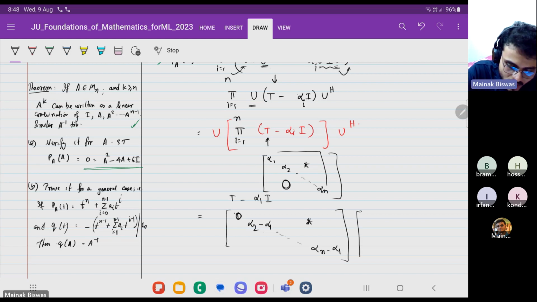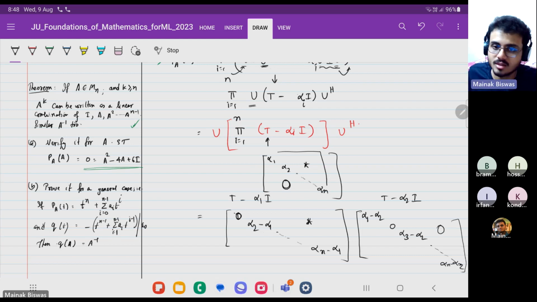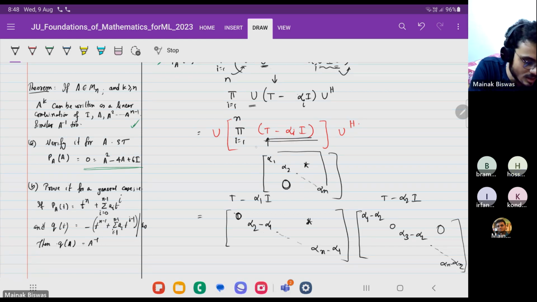Similarly, you'll have a product with alpha 1 minus alpha 2. This is T minus alpha 2 I: 0, alpha 3 minus alpha 2, and so on, alpha n minus alpha 2, right? Is this clear? What we are doing? So I'm trying to find this product of these T minus alpha terms. Am I audible? Is there any problem? Yes.